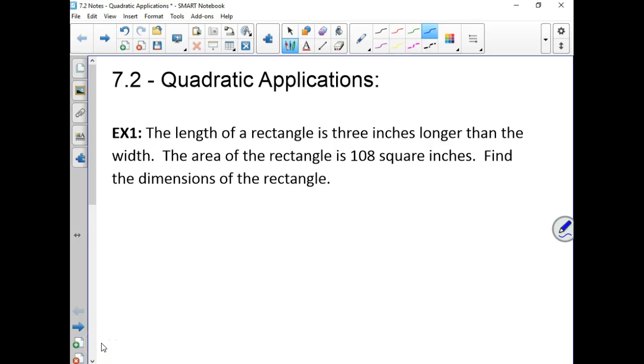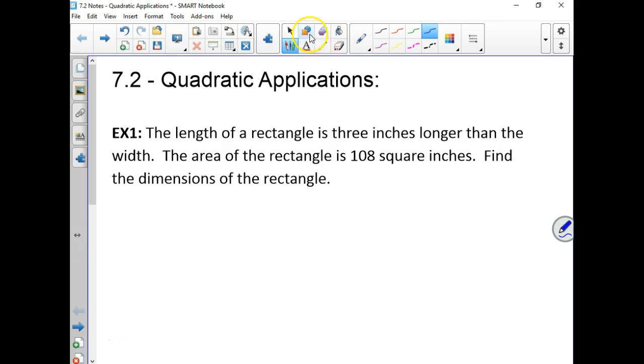Section 7.2, we're going to look at quadratic applications, and most of these are going to deal with situations with geometric sort of applications. So, example 1 tells us the length of a rectangle is 3 inches longer than the width. The area of the rectangle is 108 square inches. Find the dimensions of the rectangle.